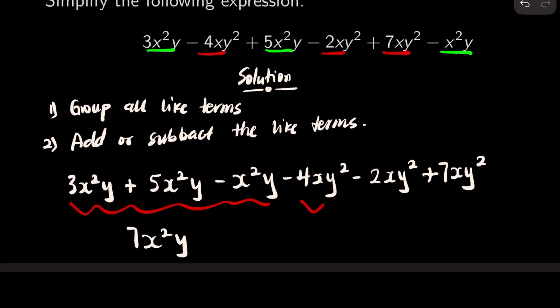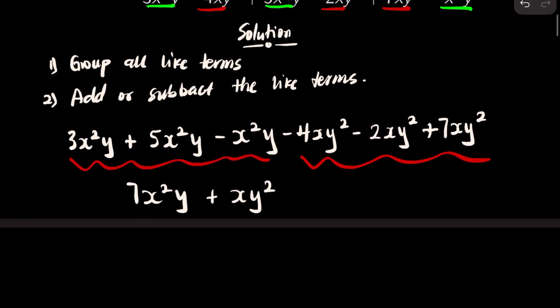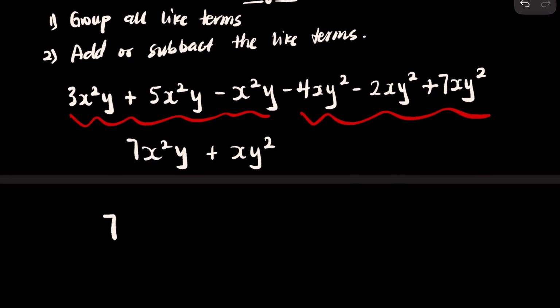And also here we have minus 4xy squared minus 2xy squared plus 7xy squared, right? So now we have minus 4 minus 2, that will be minus 6. Then minus 6 plus 7, that's going to be 1, right? So that will be 1xy squared, which is just xy squared, because we don't write the coefficient when it's 1, right? So here we have our result to be 7x squared y plus xy squared.